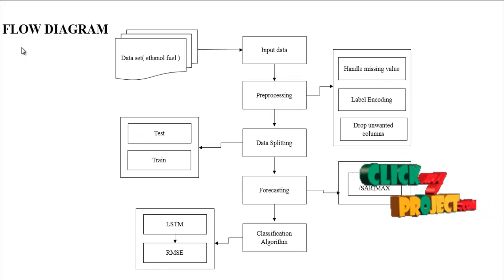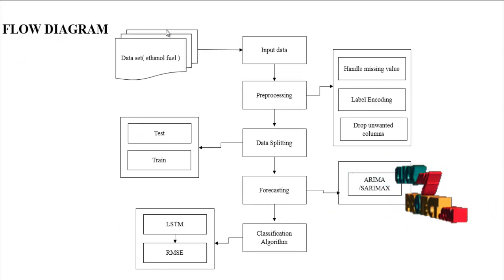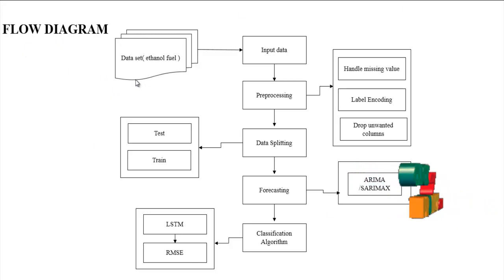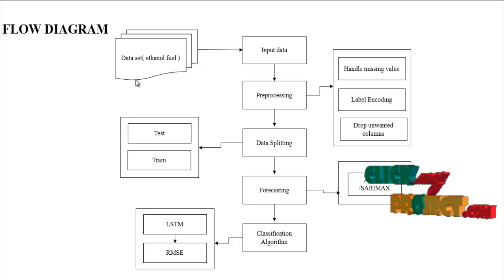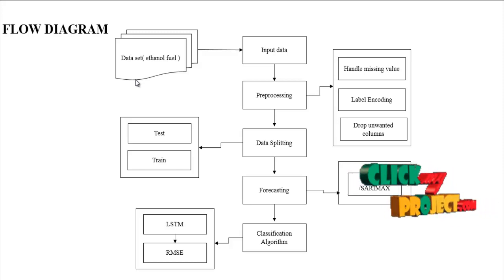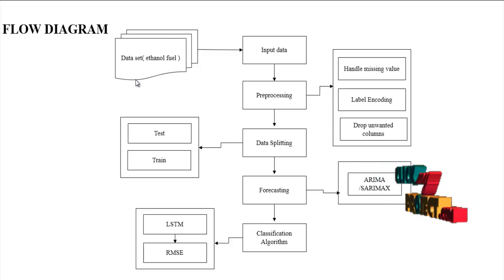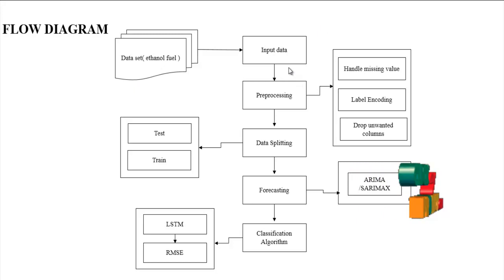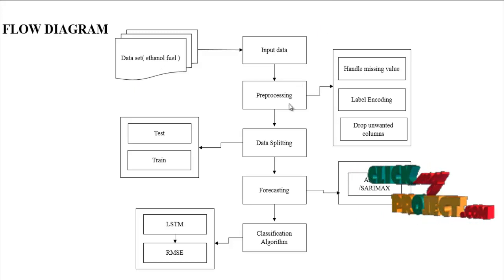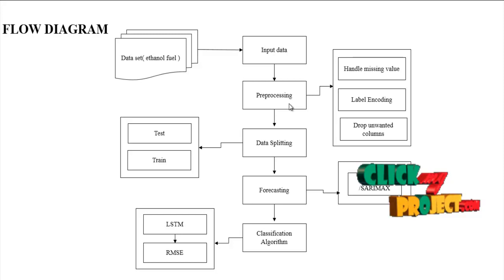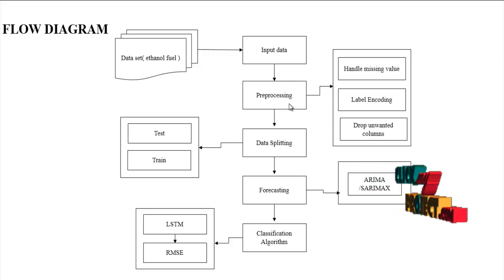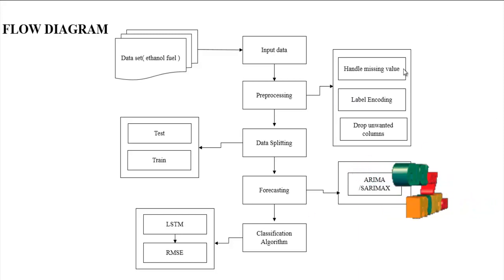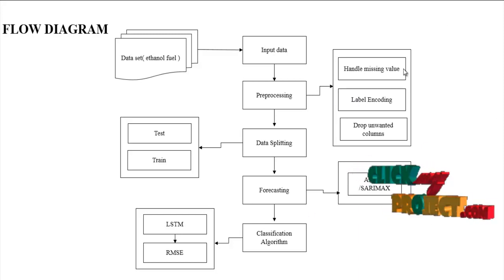Then we are moving on to the flow of our process. So first we have to take the data set, that is the ethanol fuel data set. The data set was collected from a data set repository like the UCI repository and so on. After that we have to take the input data from the data set. Then we are going to implement the pre-processing step. In this step we have to remove the unwanted data or unnecessary noise from the input data. We have to handle the missing values, then label encoding, then drop unwanted columns.